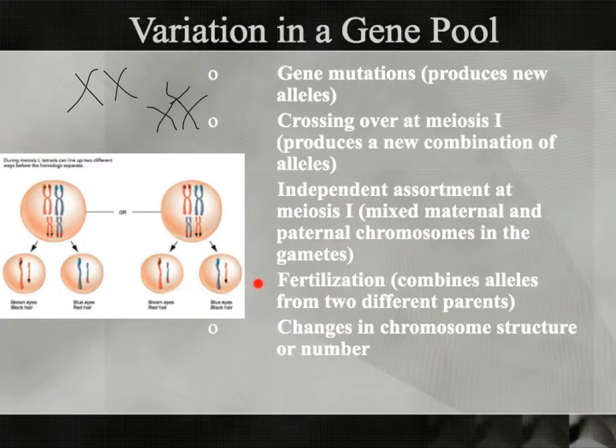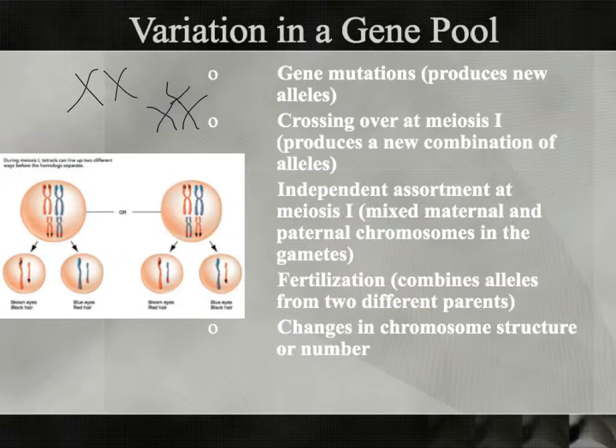Other one here, fertilization combines alleles from two different parents. That's a huge way to increase your variation within your gene pool. Completely by random mating. It's not so much random. You might choose to mate with somebody, or an animal chooses to mate with a certain other organism. But by just having two mating partners who have different allele frequencies and different genes, you are going to create new information.